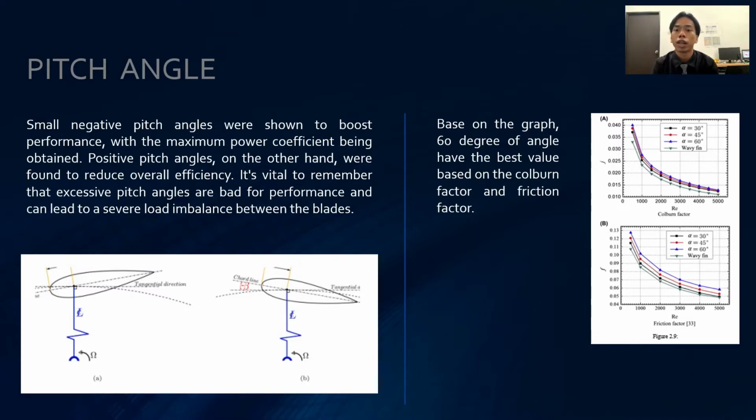And then for the angle of the blade, based on the graph, 60 degrees of angle has the best value based on the Coulomb factor and friction factor.